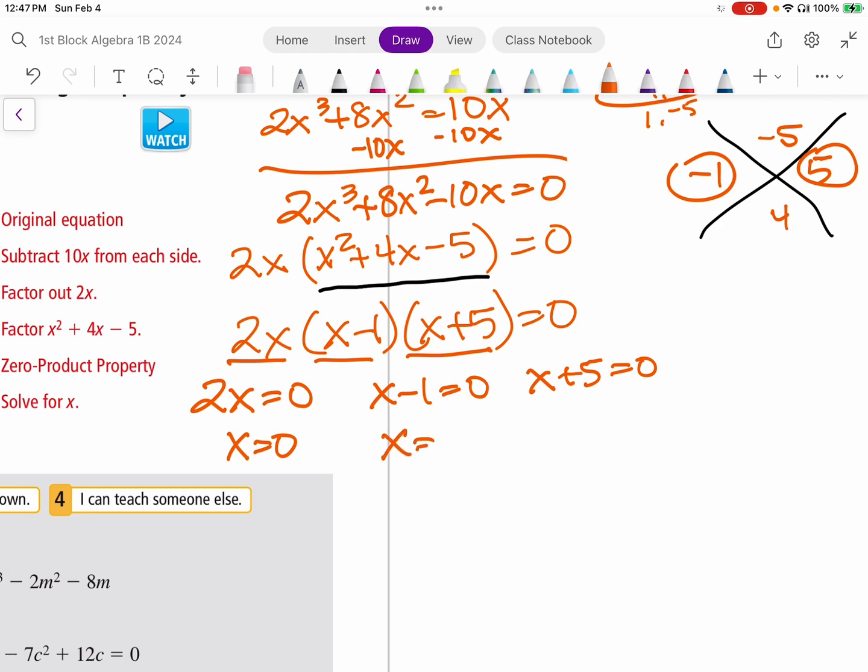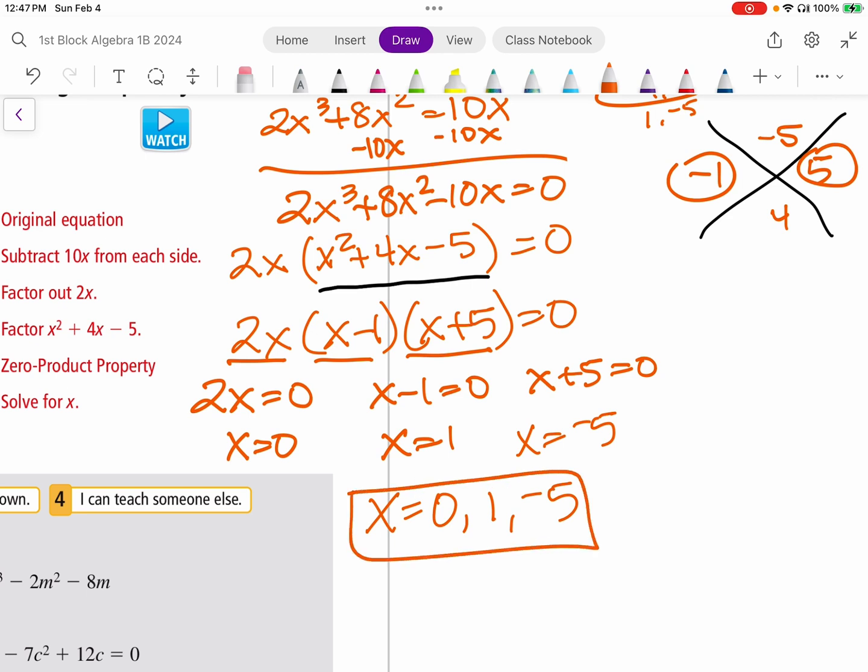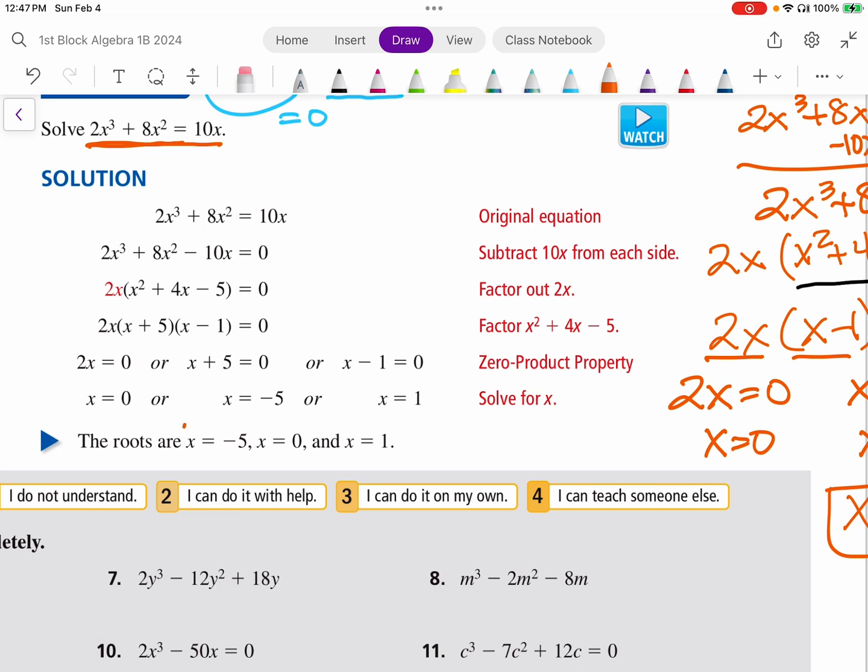Add 1, x equals 1. Subtract 5, x equals negative 5. So for our answer, x equals 0, 1, negative 5. Would have been better if I put the negative 5 first, but there you go. They put negative 5 first. Negative 5, 0, and 1.